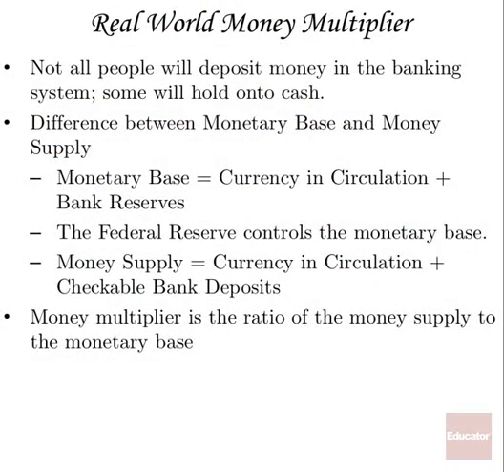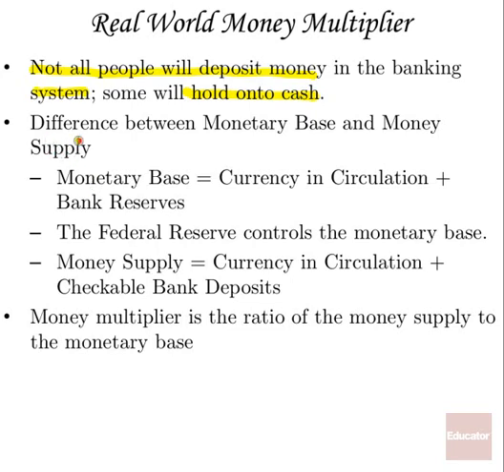Now, in the real world, this doesn't actually work out that way. Not all people will deposit money in the banking system. Some will just hold on to cash. If that's the case, then the money multiplier is actually reduced. It's not going to be 1 over 0.1. It's not going to be 10. It's going to be significantly lower.